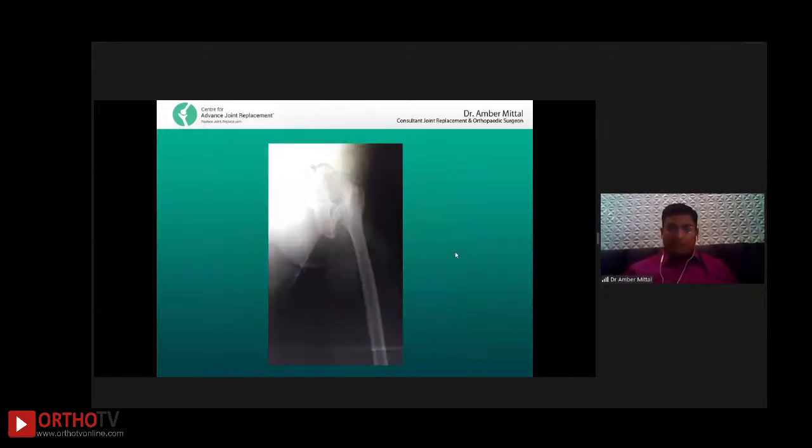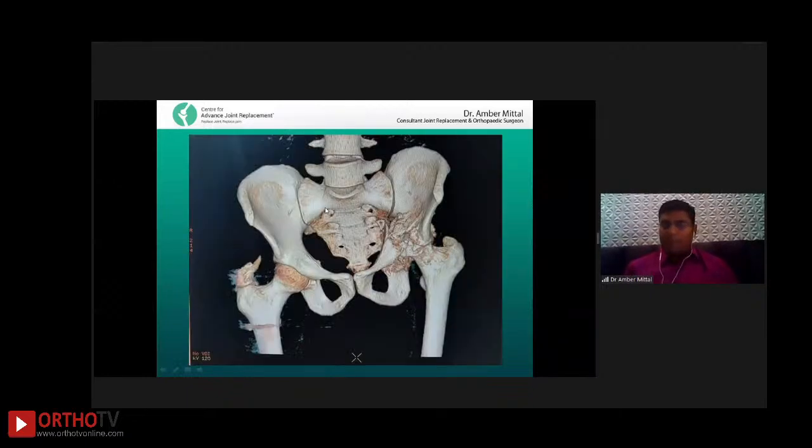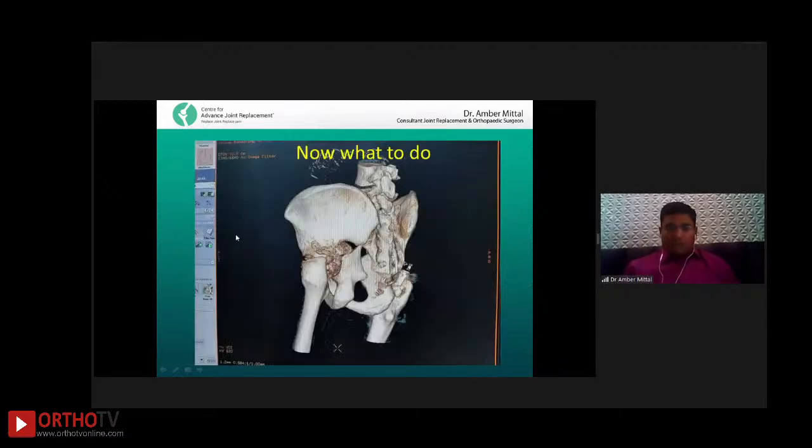The lateral view, I'm sorry, the quality is not very good, so I will jump right to the CT. As you can see from the CT, there is an anterior column fracture with some comminution, with maybe some degree of healing. There is also a complete posterior column fracture with some comminution, and maybe some evidence of healing. So now the question to the audience is, how to proceed?